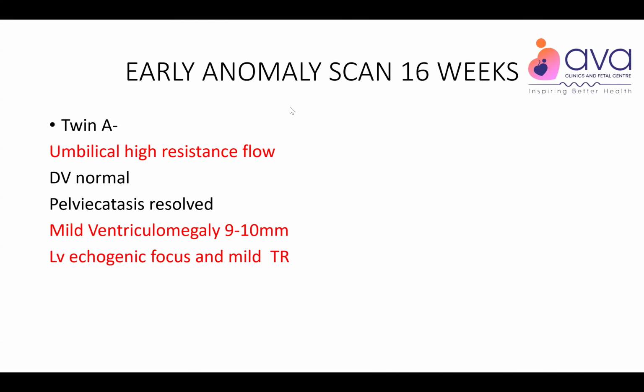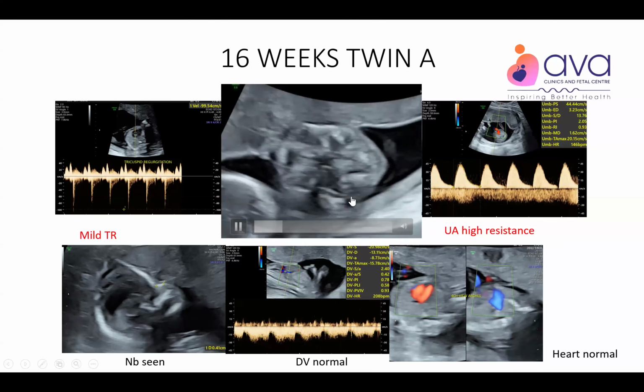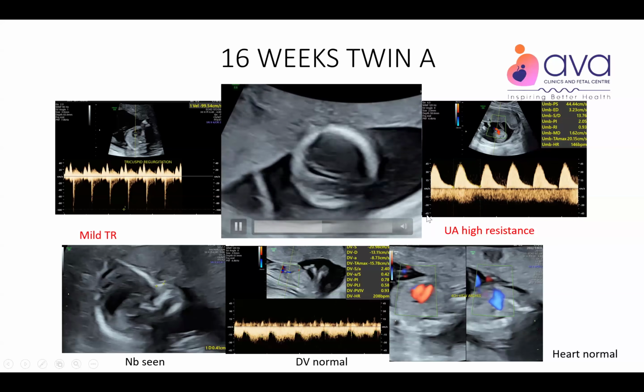So she came for early anomaly scan at 16 weeks, by which point DV had become normal, pelvic testis had resolved. However, there was tricuspid regurgitation, umbilical artery showed a high resistance flow. Heart was normal, nasal bone was present, and there was evolving mild ventriculomegaly measuring approximately 9 to 10 millimeters.